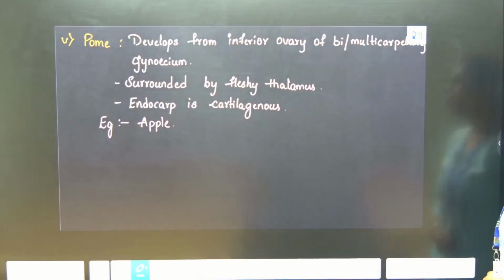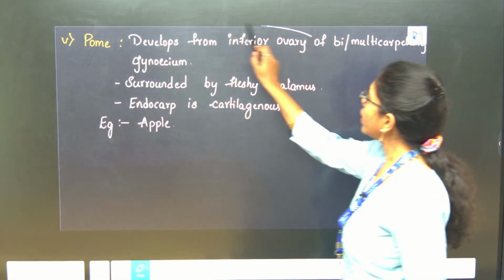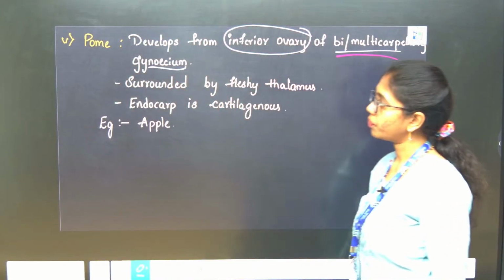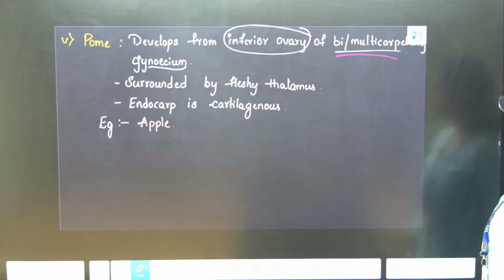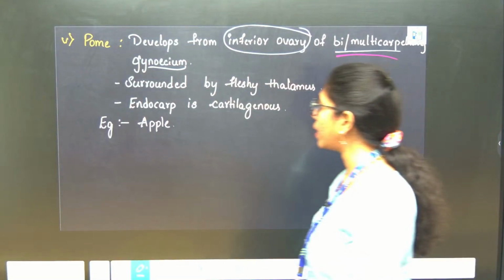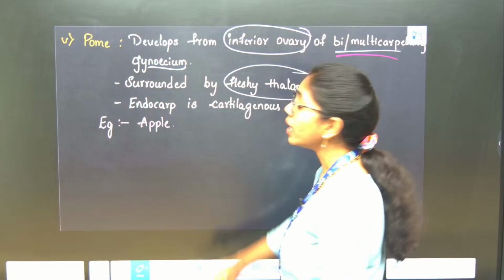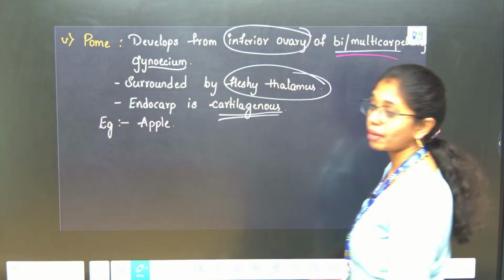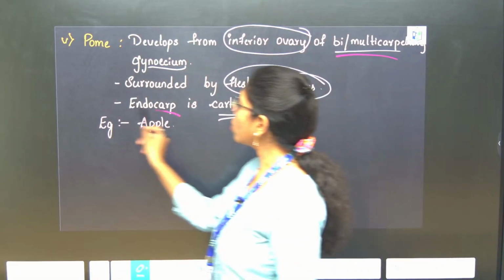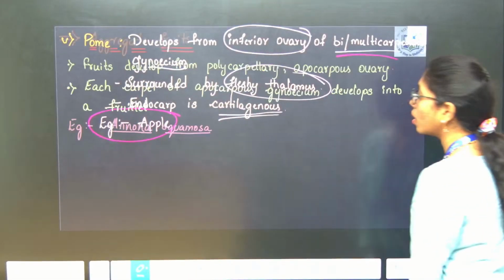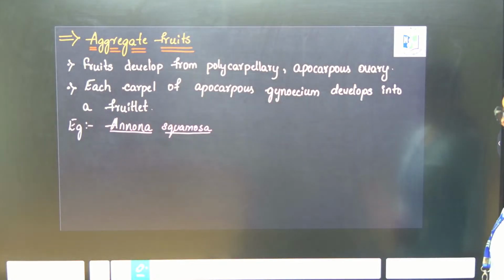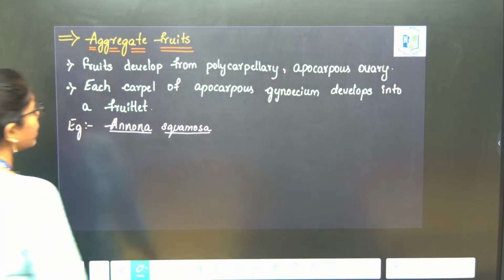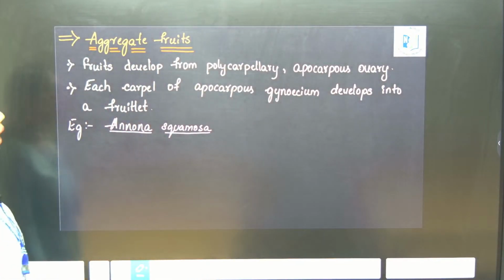Next is pome. Pome develops from inferior ovary of bi or multicarpellary gynoecium. This is surrounded by fleshy thalamus. Endocarp is cartilaginous here. Example includes apple. Next is aggregate fruits. Okay, aggregate fruits, here you can see fruit develops from polycarpellary apocarpous ovary.